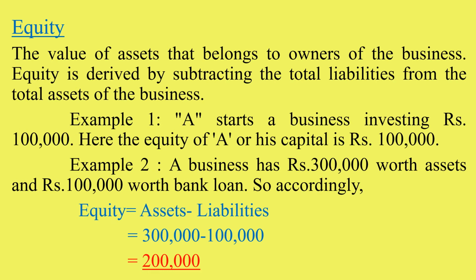Suppose the business has 300,000 worth of assets and also they have a 100,000 worth bank loan. So how do we calculate the equity? We can calculate the equity by subtracting the total liabilities from the total assets. That means we have to subtract 100,000 from 300,000. So the equity of the owners is 200,000 rupees. So this is what we call equity.